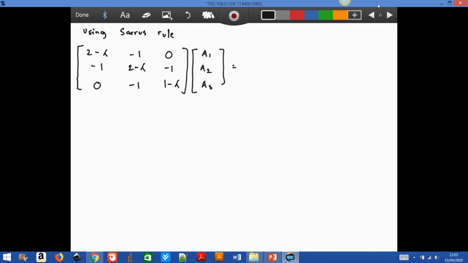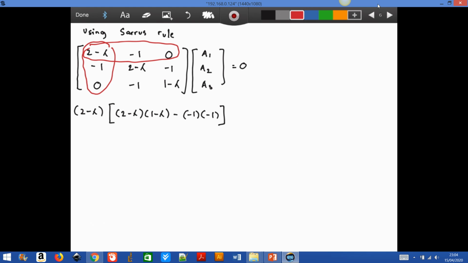Okay, so using Sarrus' rule, what we will get is (2 minus lambda) multiplied by (2 minus lambda) multiplied by (1 minus lambda), minus negative 1, negative 1. Okay, that is for the first one, which is this one.